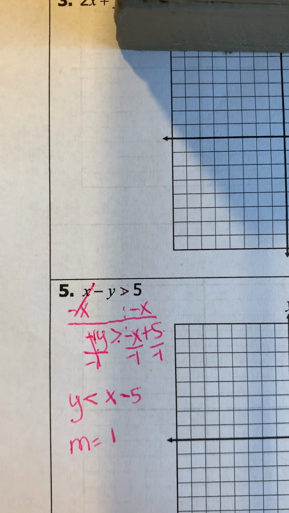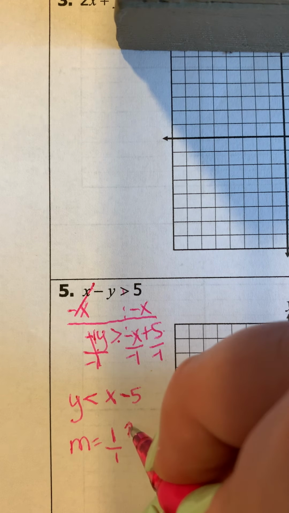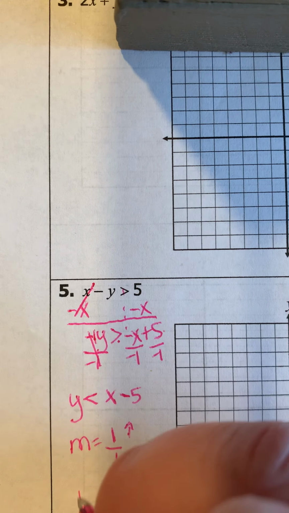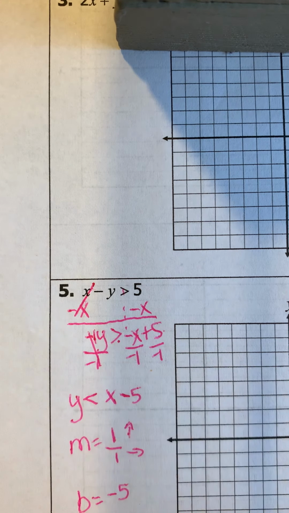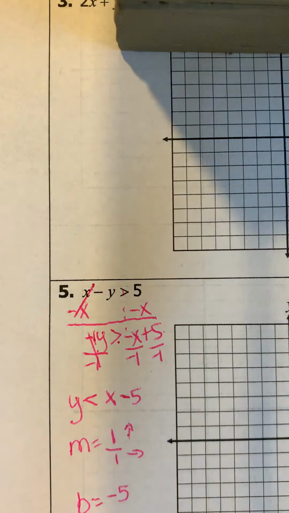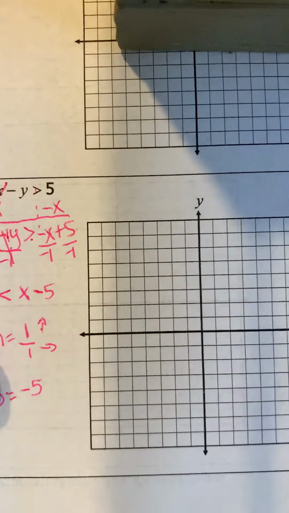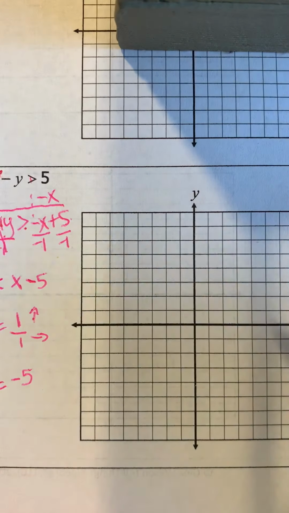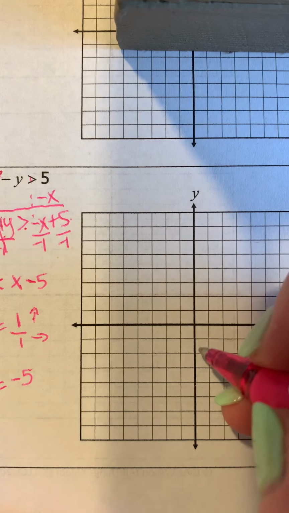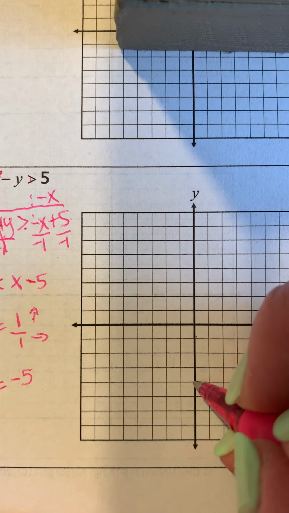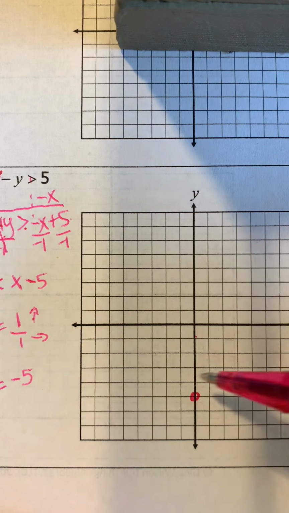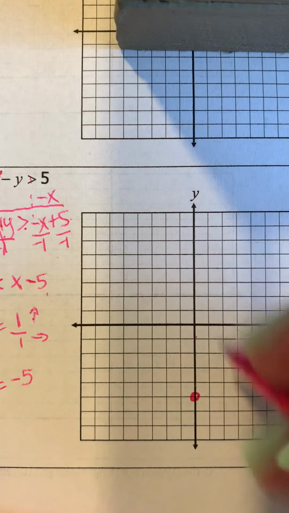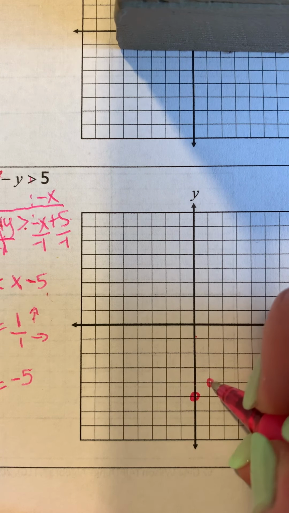Remember, when they don't give it to you as a fraction, you can make it a fraction, which means we go up 1, right 1. Our b in this case, or our starting point, is going to be negative 5. So now that we have that information, we go over to our graph. Start at negative 5 on the y-axis. So 1, 2, 3, 4, 5. Put our dot. Using our slope to move, we're going to go up 1, right 1.